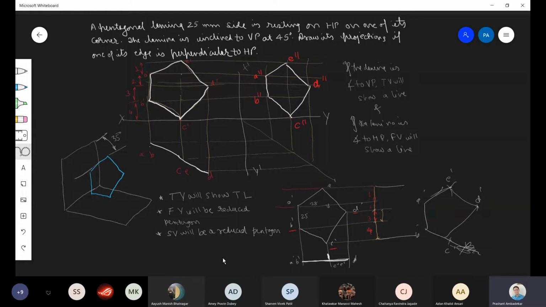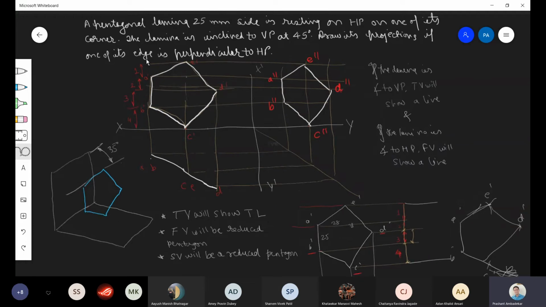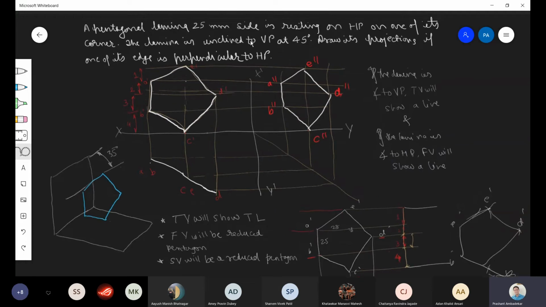The question reads like this: a pentagonal lamina 25 mm side is resting on HP on one of its corner. So it is resting on HP, so the front view will touch the XY line. What will touch the XY line of the lamina? Because it is resting on HP on one of its corner. So the corner is resting on HP, so the front view will have the corner touching the XY line.